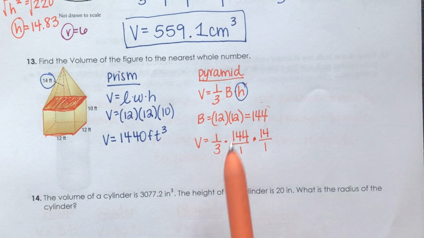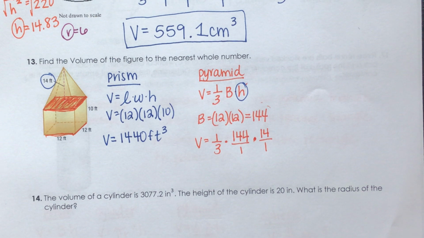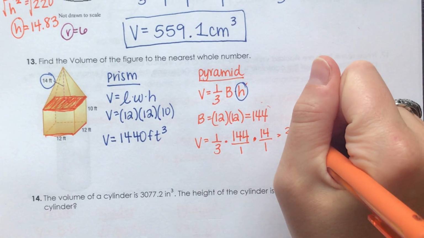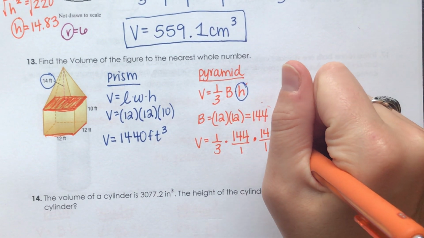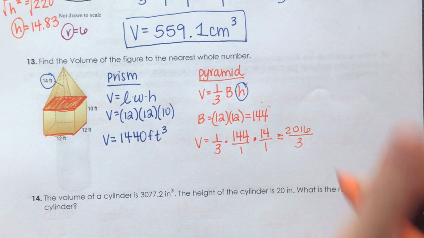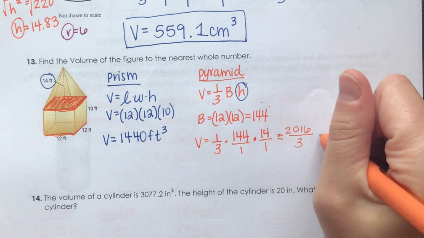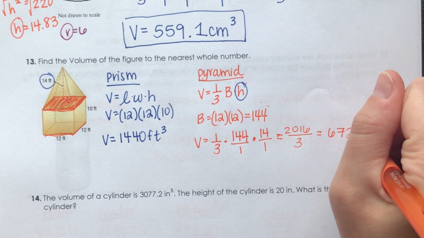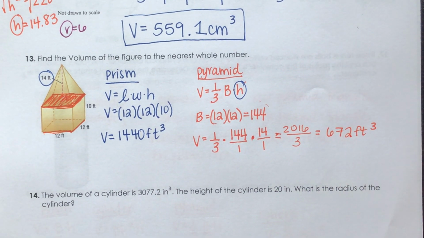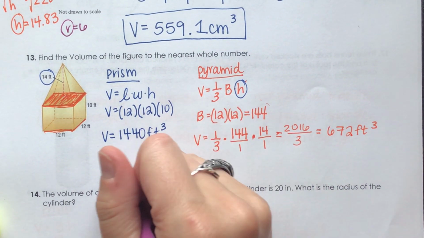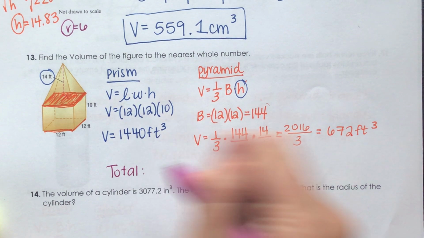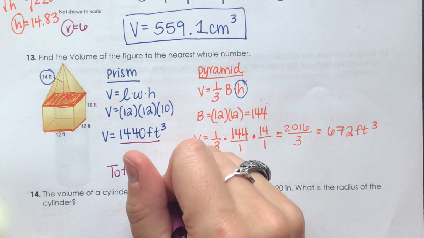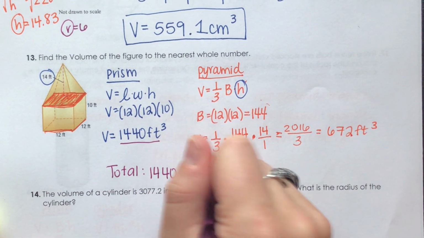Put them all over 1. I'm going to multiply straight across on top, and then I'm going to multiply on the bottom. So 144 times 14 gives me 2016. Then I divide that by 3. I get the volume is 672 feet cubed.